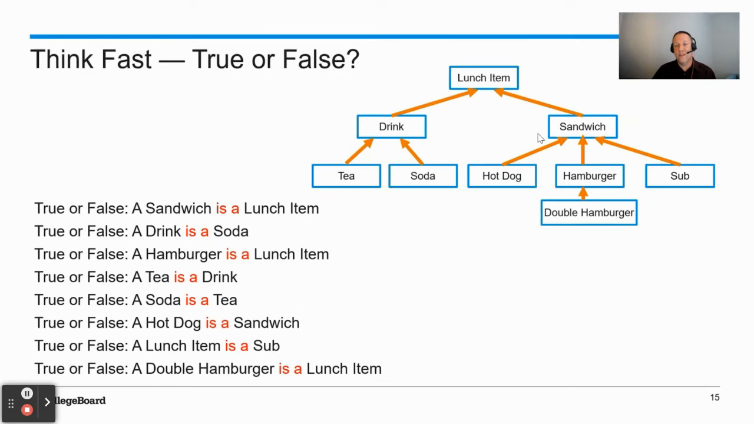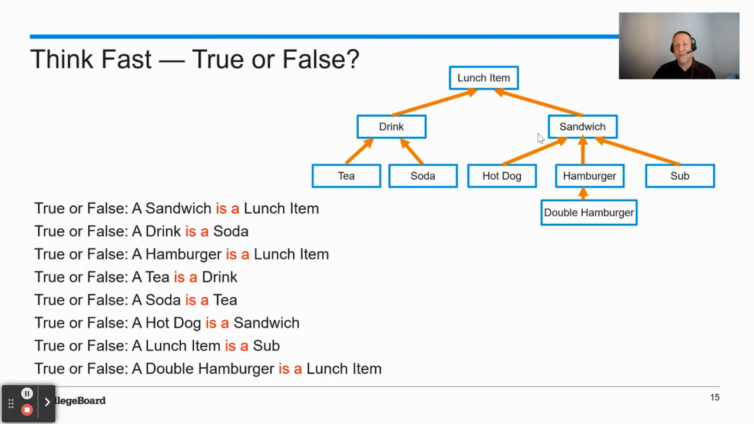We'll do this next one a little faster. This is another one from the video. Look at this hierarchy. We've got lunch item. Under lunch item is a drink family, but also a sandwich family.